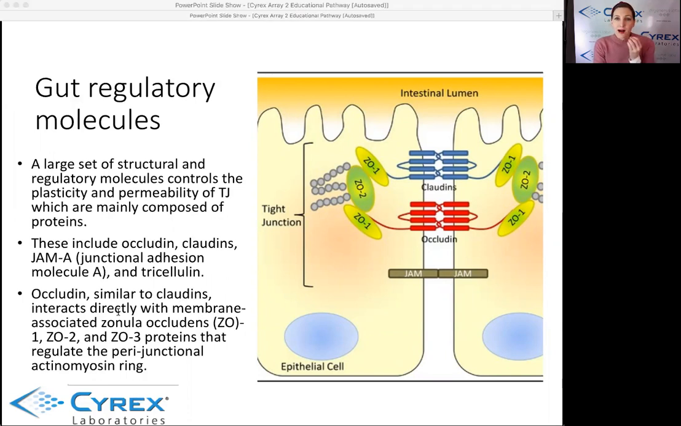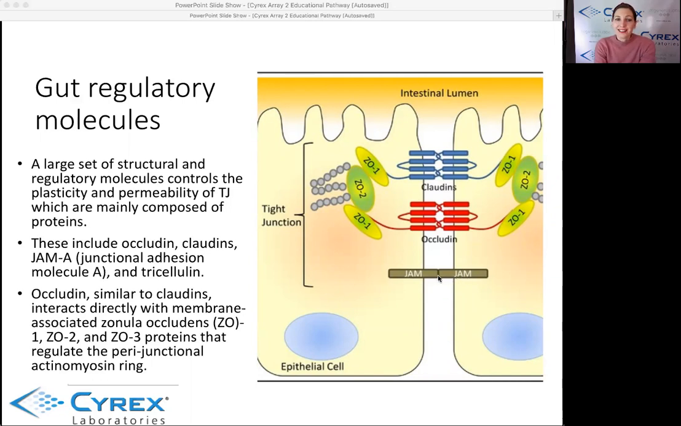We can't really talk about permeability without, of course, talking about the junctions and the junction proteins. There are a large set of structural and regulatory molecules that control the plasticity and the permeability of the tight junctions, and these are mainly comprised of proteins. These include the claudins and occludins. They include junctional adhesion molecules that you see here, and other proteins.